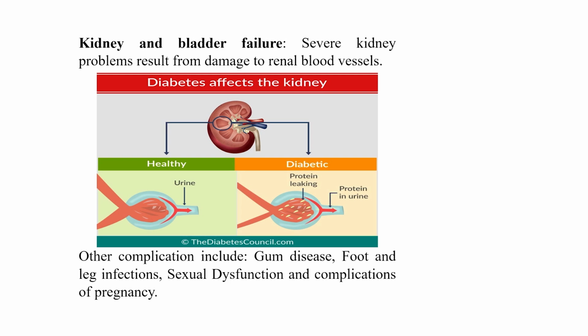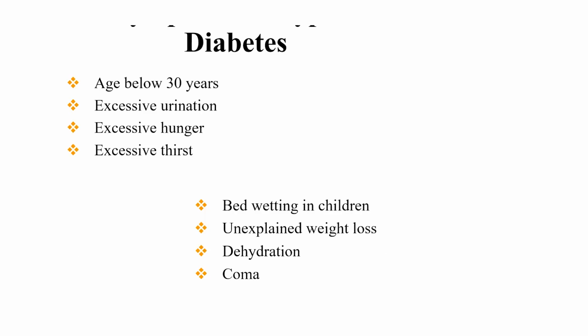Apart from ketoacidosis, cardiovascular disorder, blindness, and kidney failure, other complications related to diabetes mellitus are gum disease, foot and leg infection, sexual dysfunction, and complications in pregnancy.